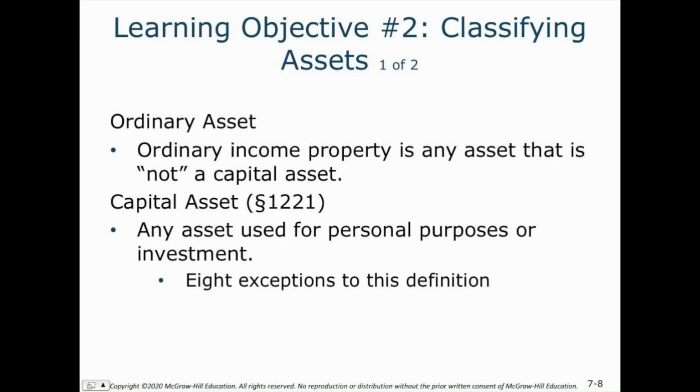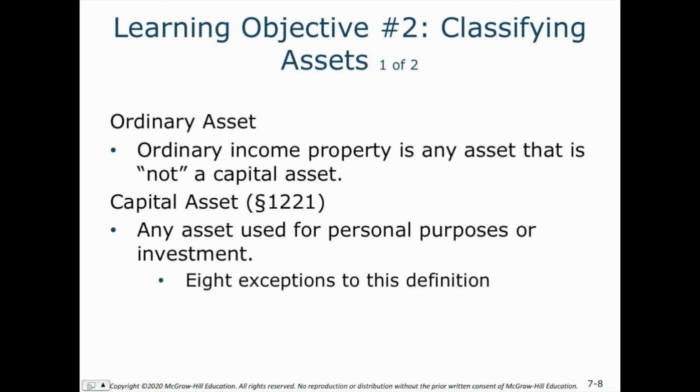Capital asset, section 1221, is going to be any asset used for personal purpose or investment. And there's going to be 8 exceptions to this definition. The 8 exceptions are going to be those assets that are mainly for sale for customers, so stock in trade or inventory. Property used in trade or business that's subject to depreciation, so depreciable property.